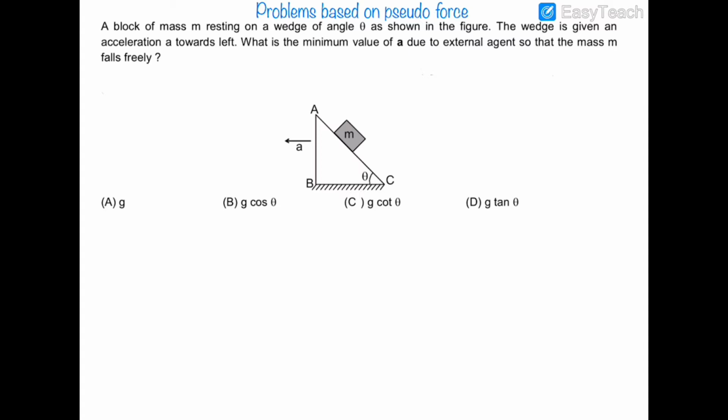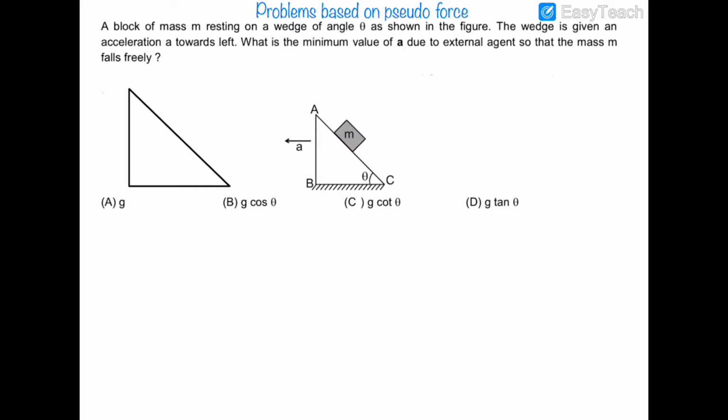But if this block is kept on this inclined plane, then the normal reaction will be acting on the block, and for the situation of free fall, we need to make the normal reaction 0. Now first of all, let us assume that when this inclined plane is at rest, then which forces are acting on this block and what is the value of normal reaction acting on the block.